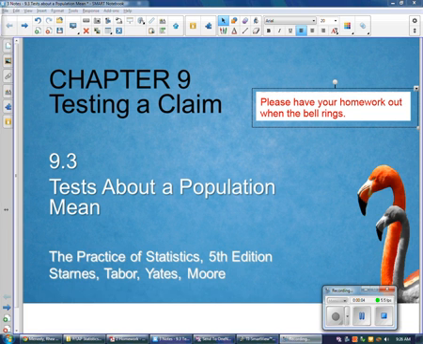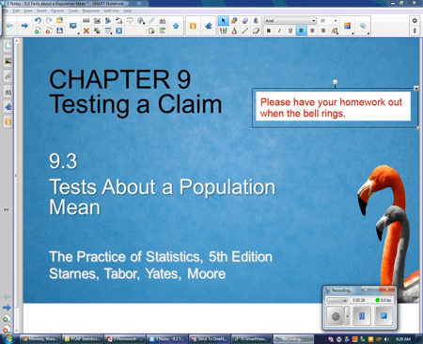Hey guys, it's Miss Meneely, and I am going to give you a quick lesson on tests about a population mean. Very similar to what we've already done with distributions of the population proportion, and it's going to relate directly back to what we did with confidence intervals about a mean, using both the t-distribution and the standard normal distribution.